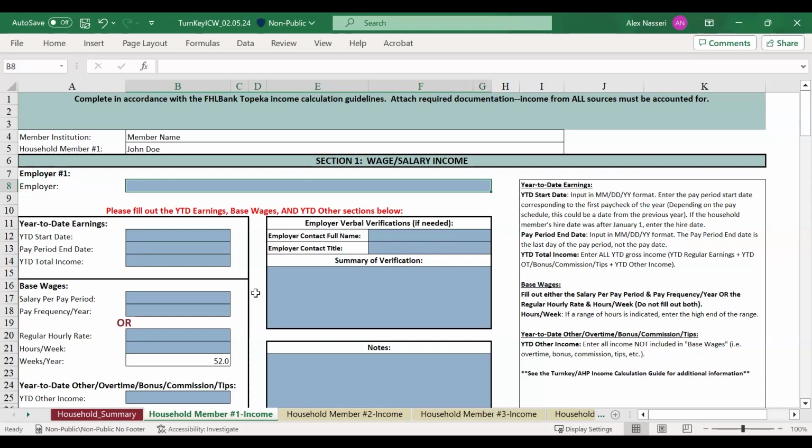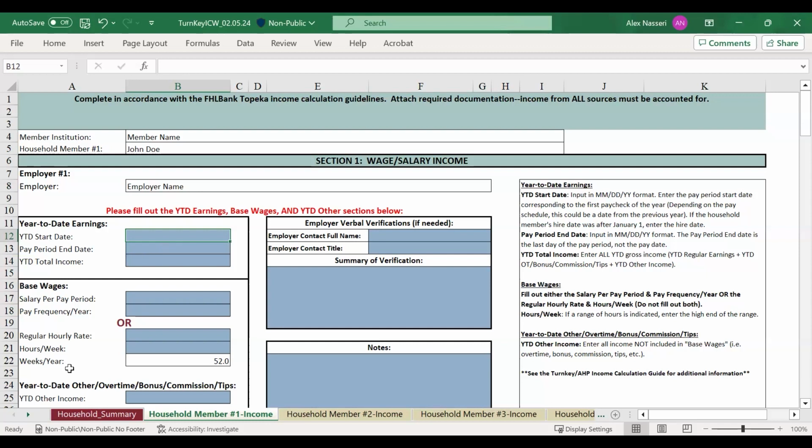You will enter non-traditional income in Section 1, Wage Salary Income. First, enter the name of the employer. Make sure it matches the employer's name as shown on the income documentation. Due to the method of pay for non-traditional workers, you will only complete the year-to-date earnings section and leave the base wages section blank.